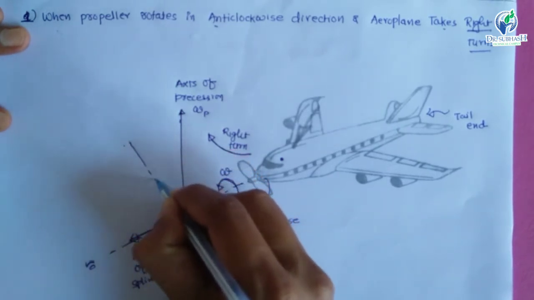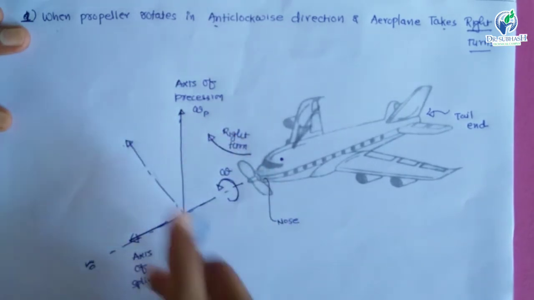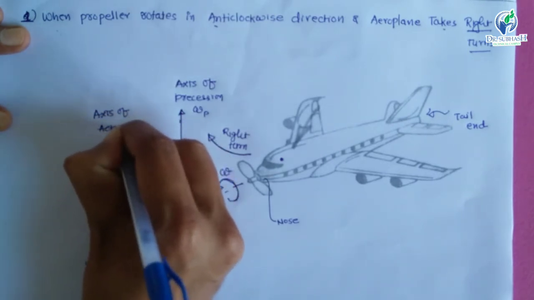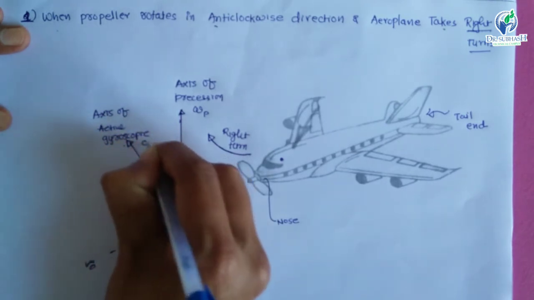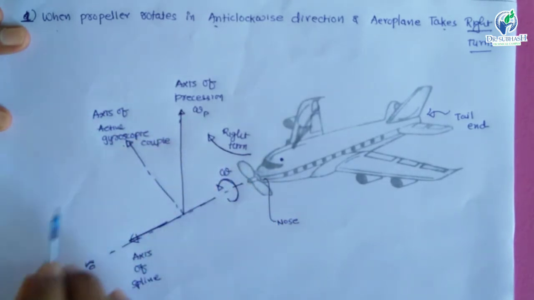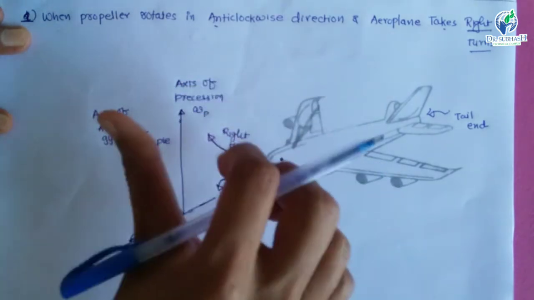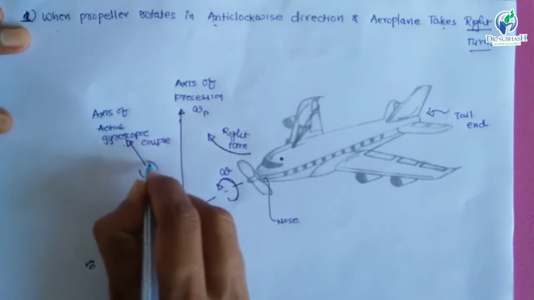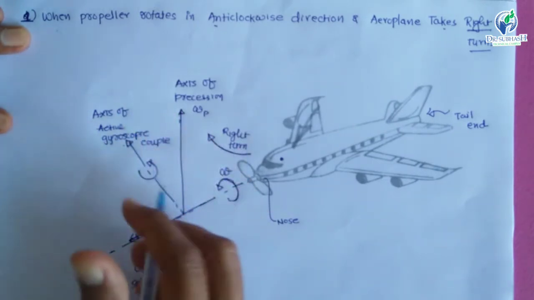The direction or vector of active gyroscopic couple is also at right angle to the axis of spin. So this is nothing but the axis of active gyroscopic couple, or we can say this vector represents the active gyroscopic couple. Again, if we apply the right hand screw rule, then we can say that this is the axis of spin. That means in this direction our rotor is rotating.